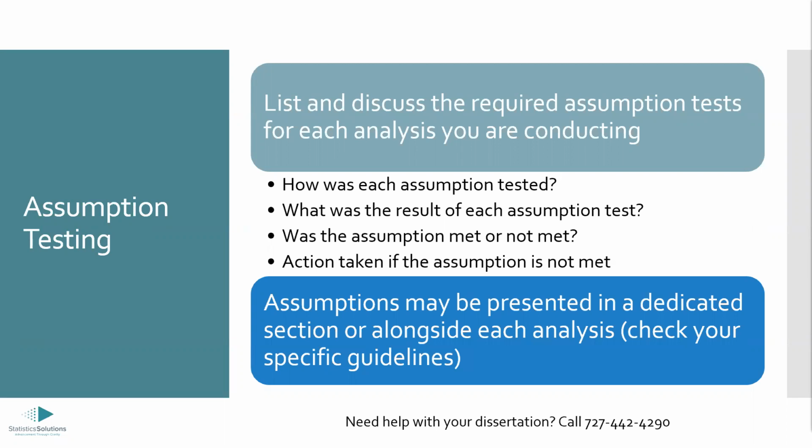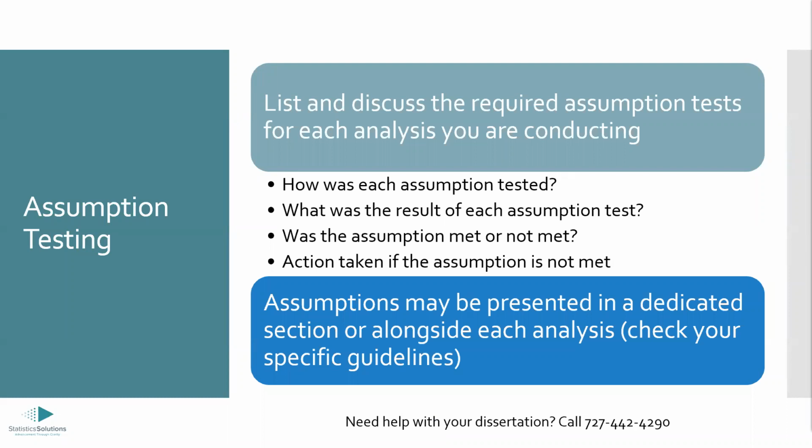So for each analysis, you want to list out the assumptions that need to be tested. You want to explain how each assumption is tested. So for instance, if you need to test normality, how exactly are you testing that assumption? Are you using something like a Shapiro-Wilk test? Or are you looking at something like a normal probability plot or a histogram? Or are you looking at skewness and kurtosis values? Or are you using a combination of those things? You'll want to state specifically how the assumption is going to be tested or how you did test the assumption.